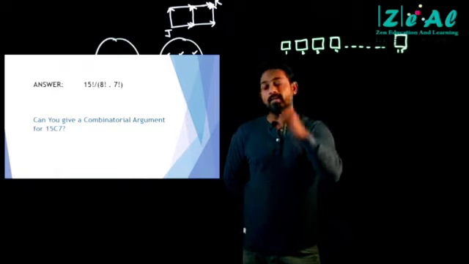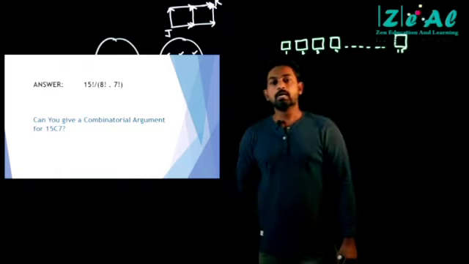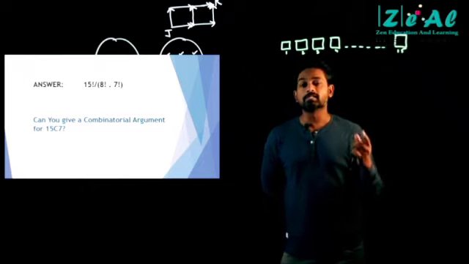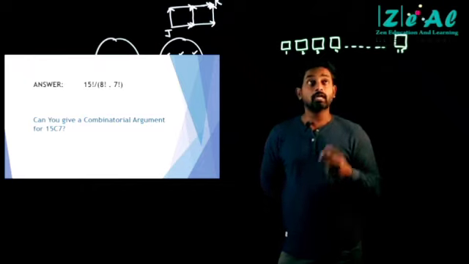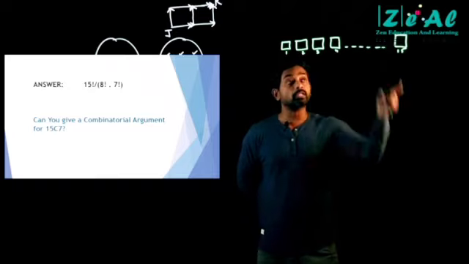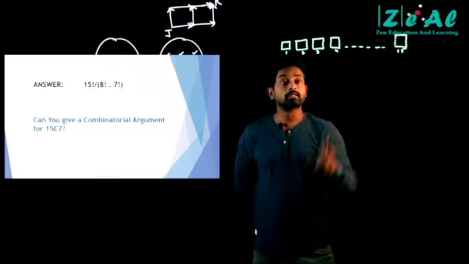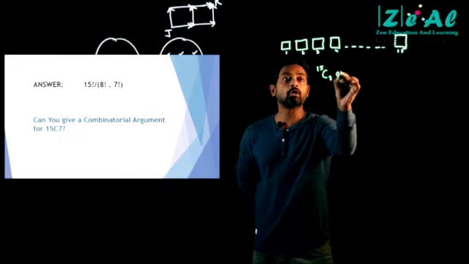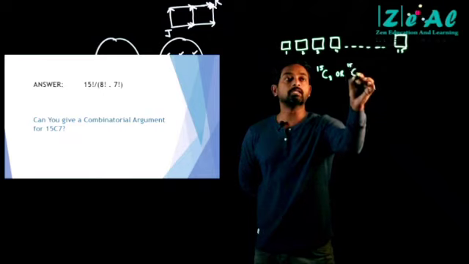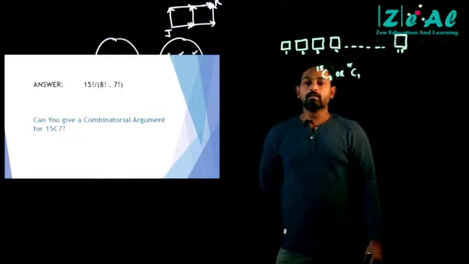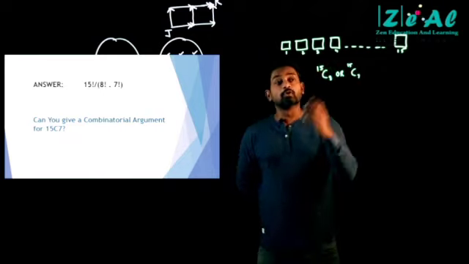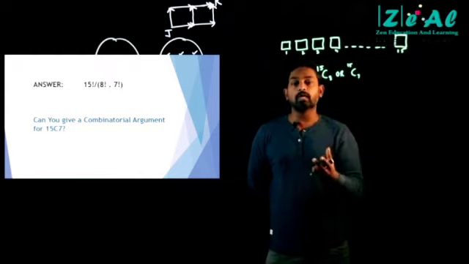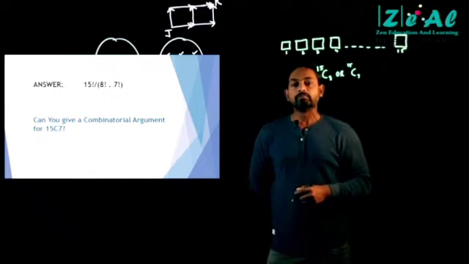What are we going to fill in these blocks? Yes, you're right. There will be 8 R's and 7 U's. Where in these 15 blocks? How will you fill that? 15C8 or 15C7. Sounds nice? So that's what a combinatorial argument is. Another way to approach the same problem.